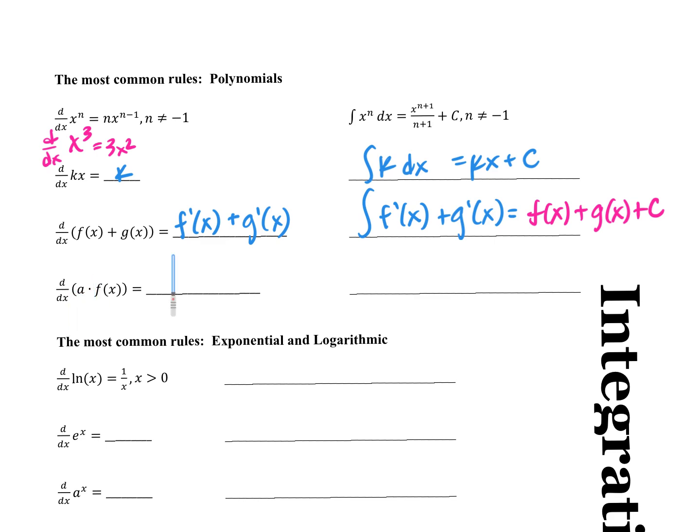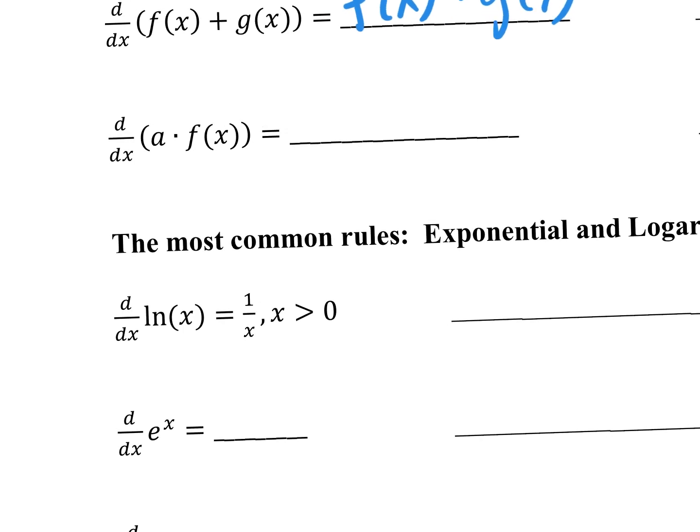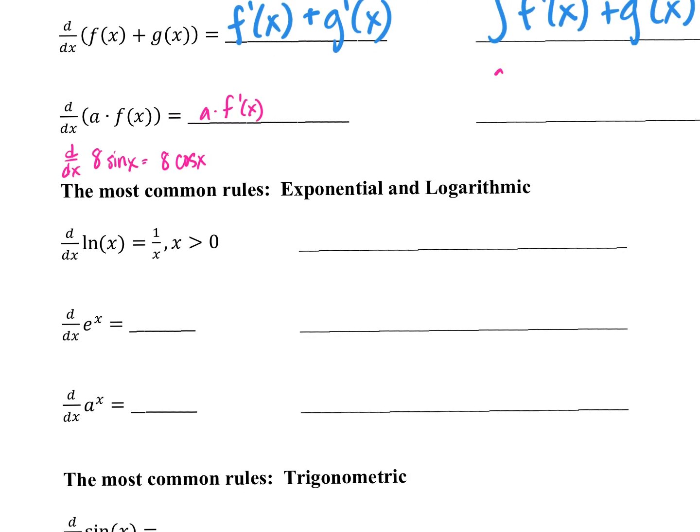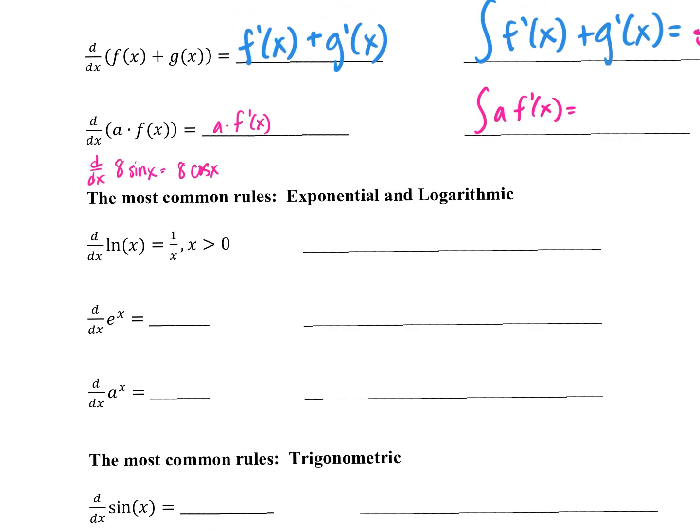A way to think about this, you guys, is a is just going to be a constant. What if I asked you, what's the derivative of 8 sine? What would you say the derivative of 8 sine is? 8 cosine. The derivative of sine is cosine. So what would I say the derivative of a f of x is? a f prime. Well said. So then how I'm going to rewrite that over here is the antiderivative of a f prime is just going to be, exactly, a times the antiderivative of f prime. Very good.